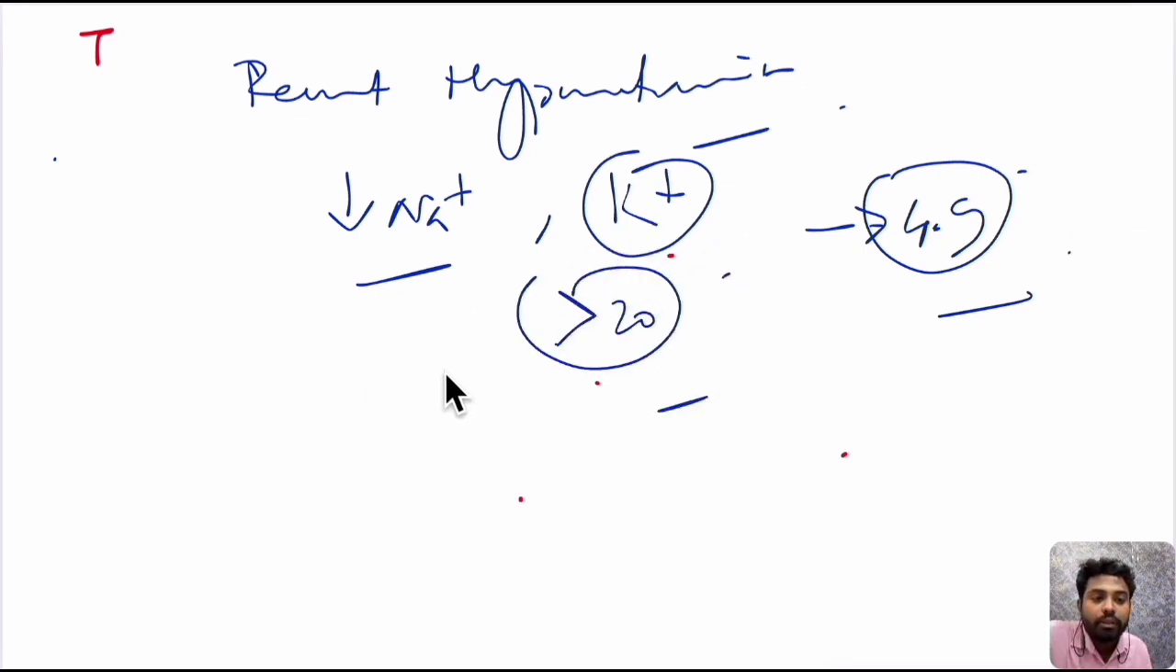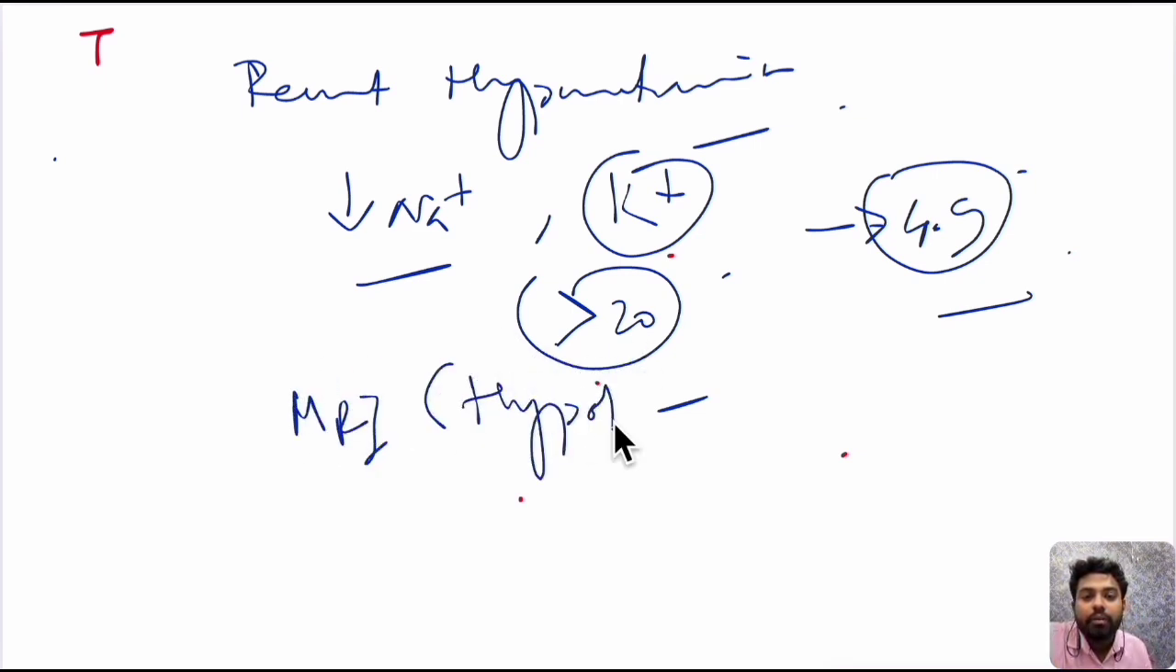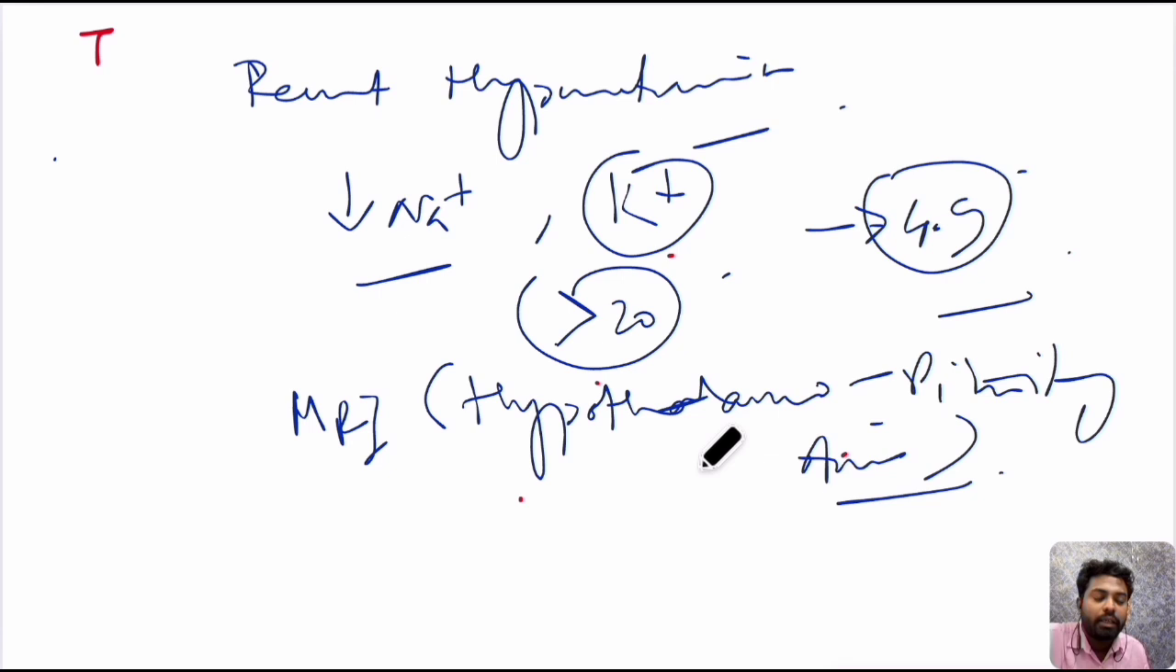And we thought this could be a case of some pituitary lesion that is causing it. So we went for MRI of the hypothalamo pituitary axis, and we found a large pituitary adenoma. It's in an old male, and that was the cause. That was causing the compression there, and that was causing this hyponatremia. So this is the crux of it.